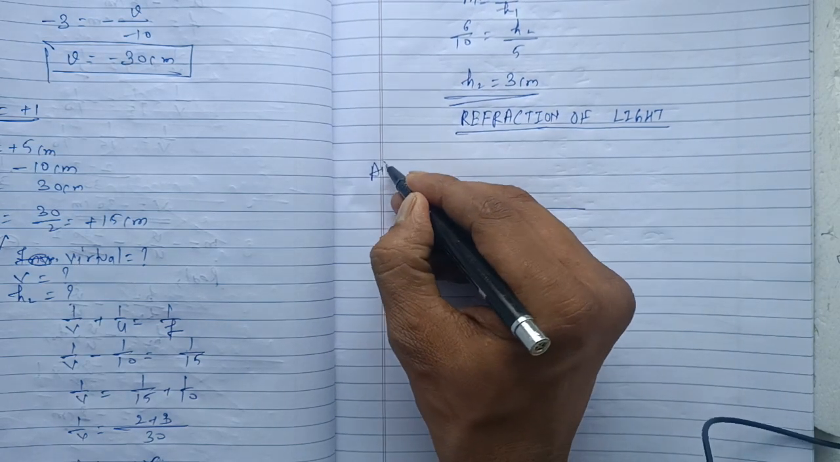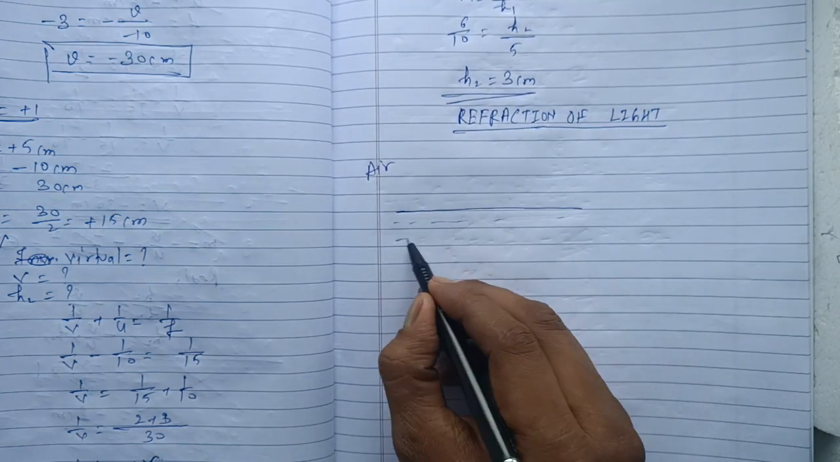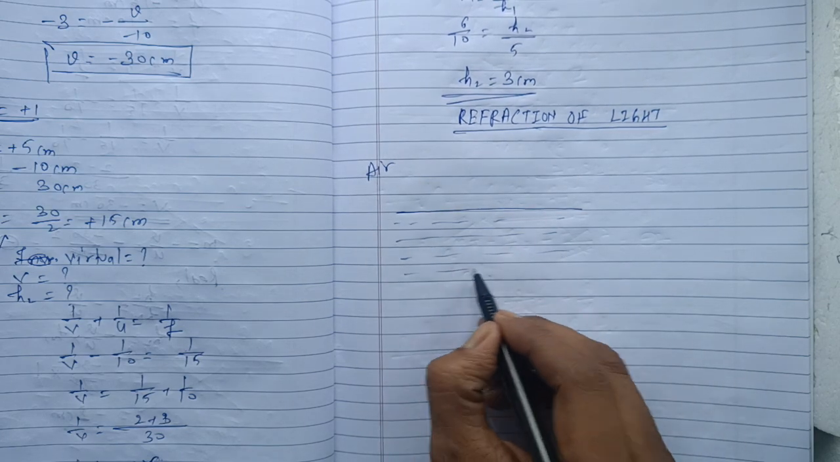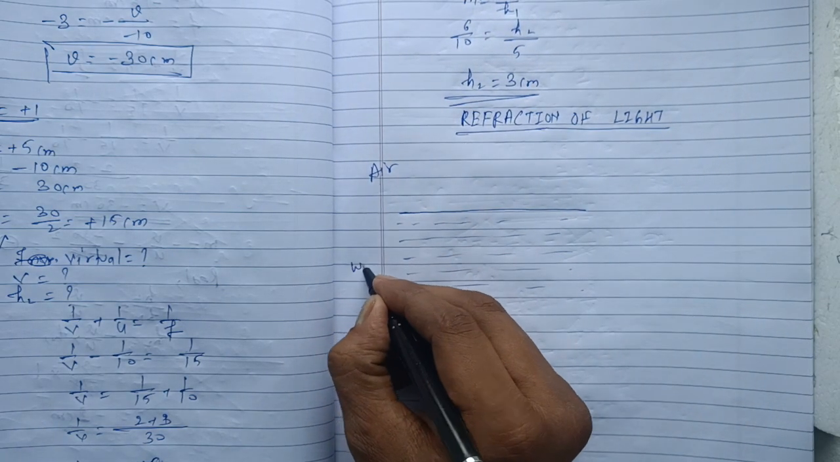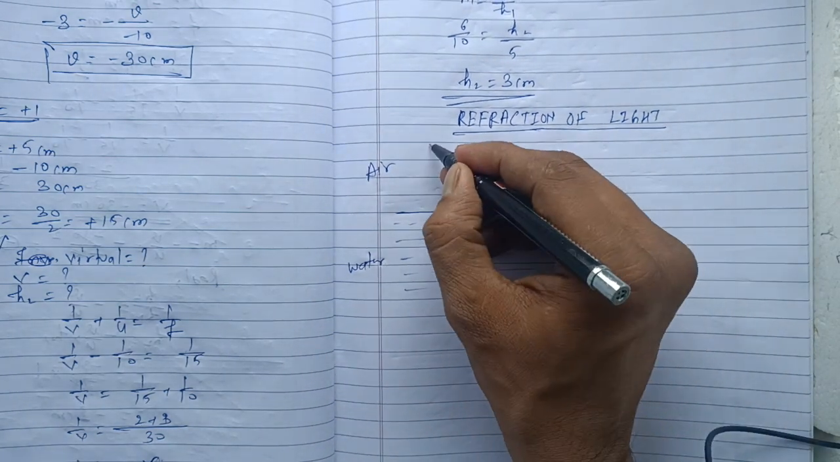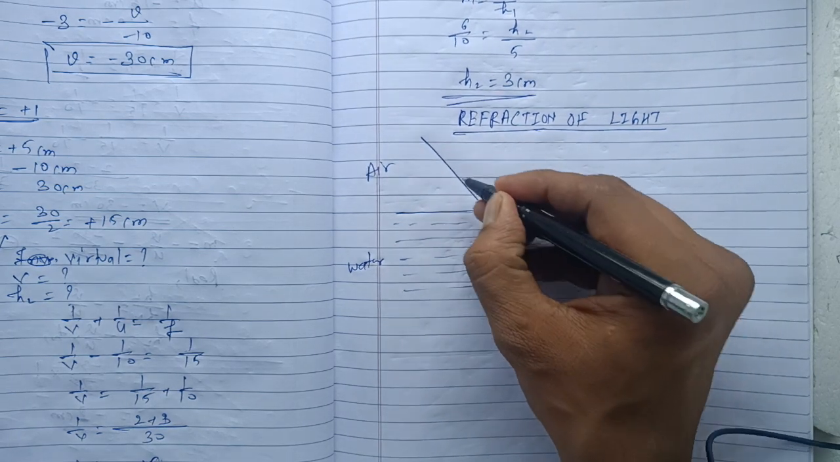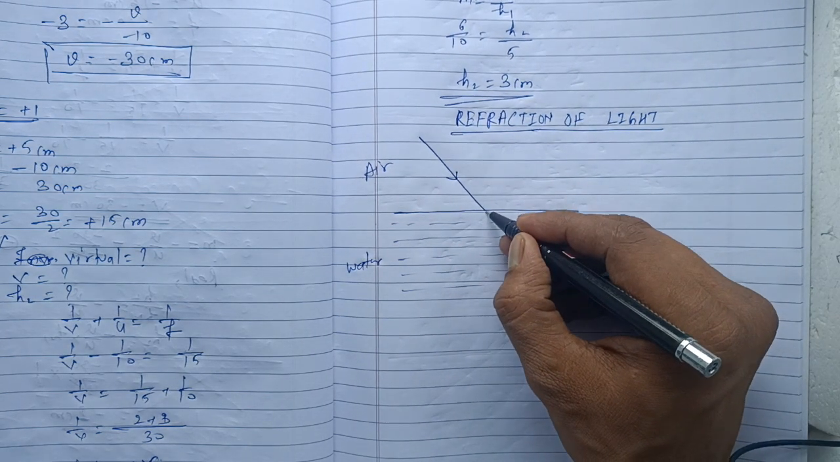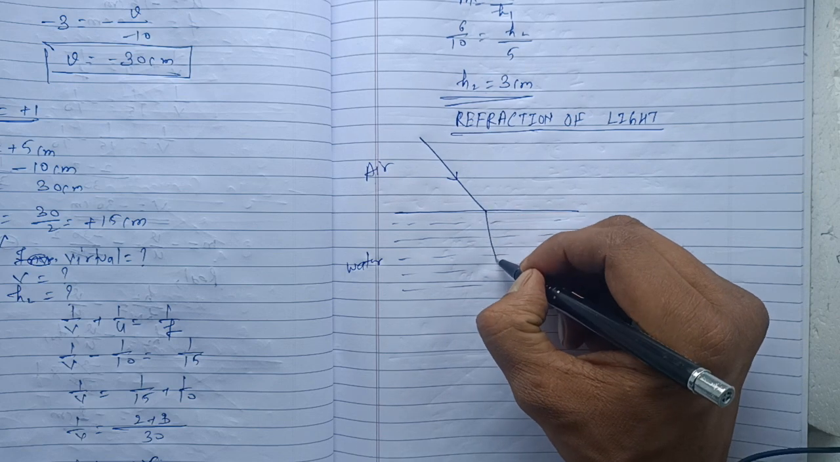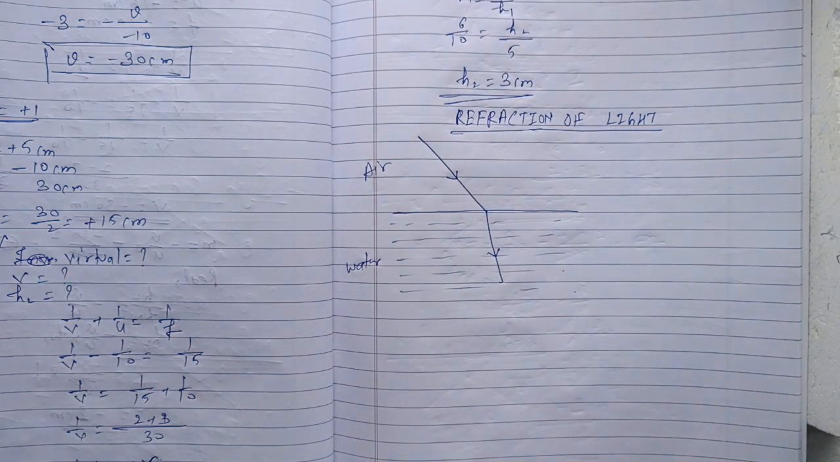Suppose this is air and the lower one is water. So when your ray of light comes like this, it bends a little bit. It changes its direction of motion at the interface, at the junction of the two mediums.